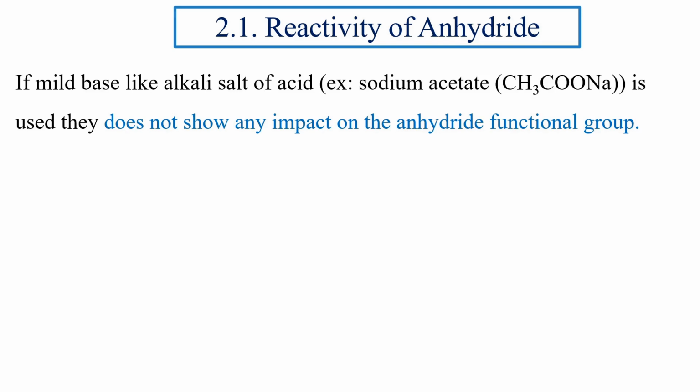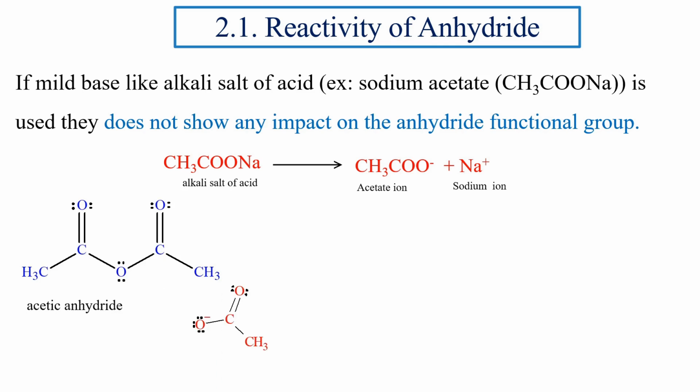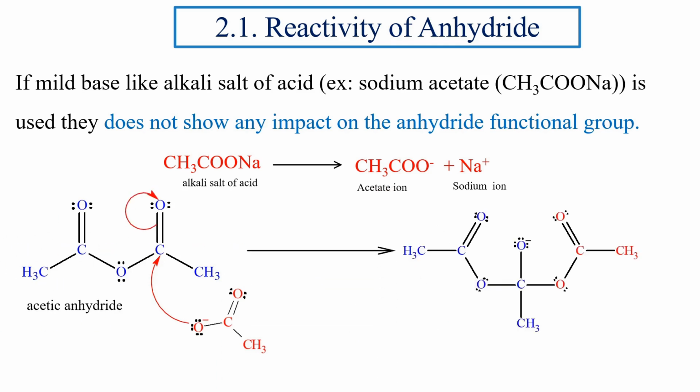If a mild base like an alkali salt of acid, for example sodium acetate, is used, it does not show any impact on the anhydride functional group. Let us see how that happens. Sodium acetate dissociates into acetate ion and sodium ion. If this acetate ion attacks the acid anhydride as a nucleophile, it gives an addition product like this.